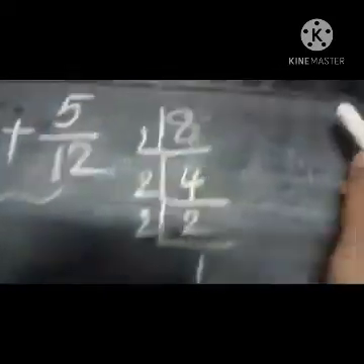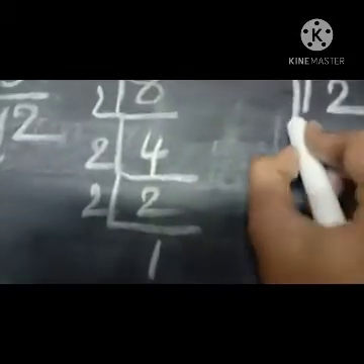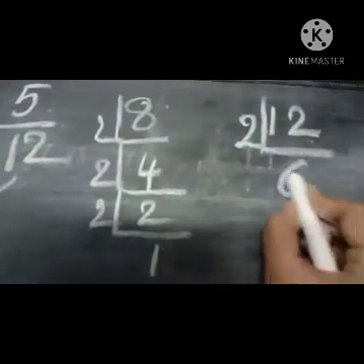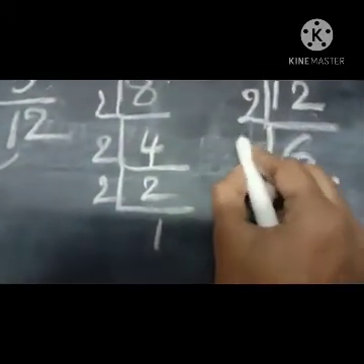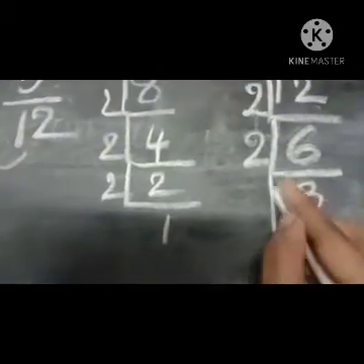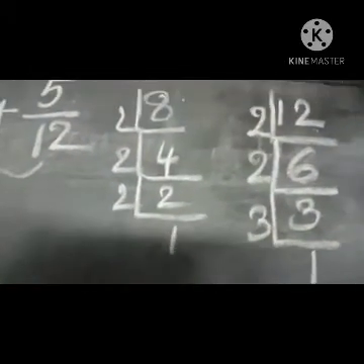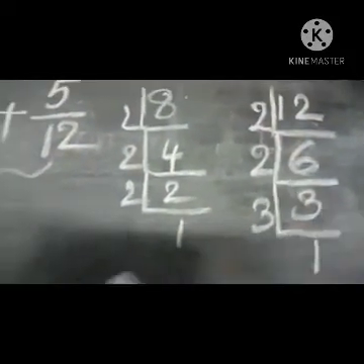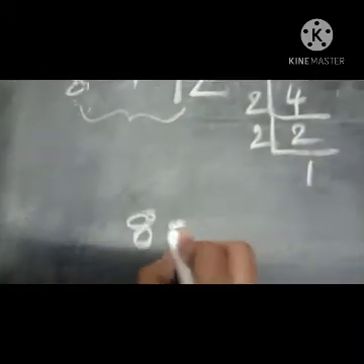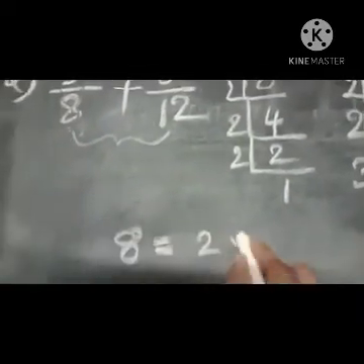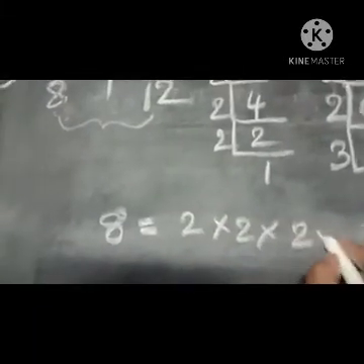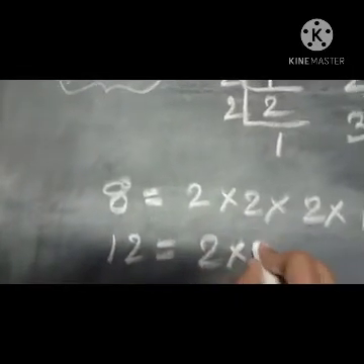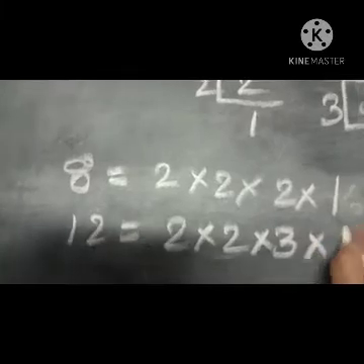The next number is 12. 12 is also there in which table? The 2 table. So here take number 2. 2 6s are 12. And again 6 is there in the 2 table, no? 2 3s are 6, and next 3 1s are 3. So 8 equals 2 into 2 into 2 into 1. Next, 12 equals 2 into 2 into 3 into 1.